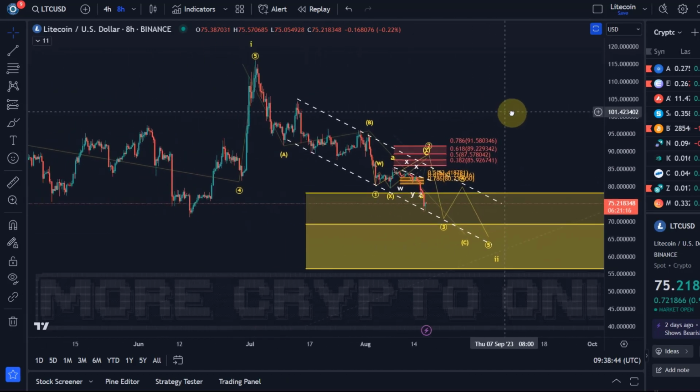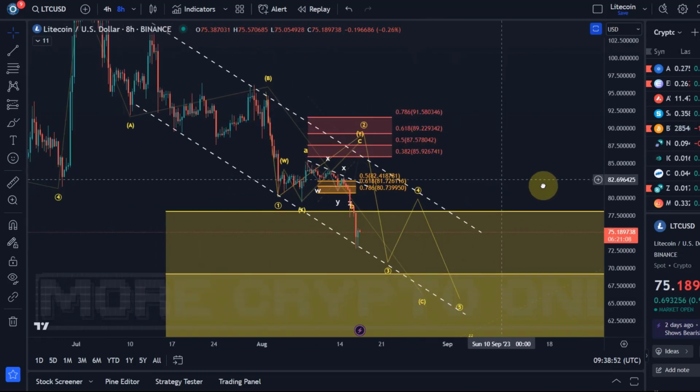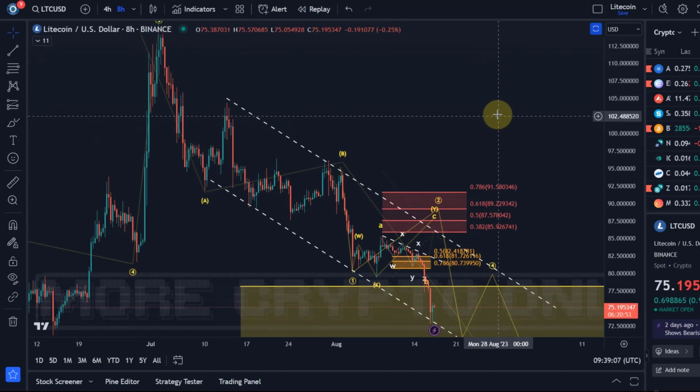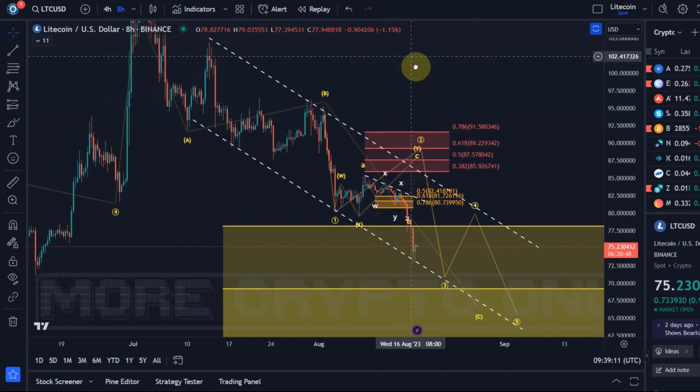I explored the idea of a higher wave 2 pullback because I found that more likely on the microstructure. However, the fact that it broke through this support level, which was at $80, and you can see what kind of avalanche that started, indicates that the micro count was probably not correct. So let's correct that in this video. It is more aligned with Bitcoin and Ethereum then as well.